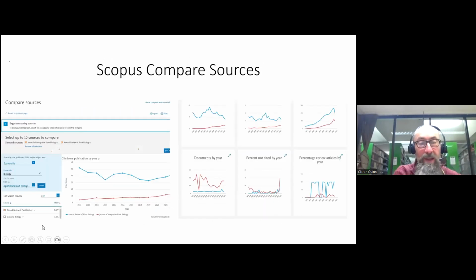Scopus Compare Sources, again, you can go in, you can compare a couple of journals with each other and track them here, map them out, and then percentage not cited, percentage review articles. Handy, so that's telling you there are perhaps a lot of review articles. Documents, percent not cited. So this is telling you the percentage not cited is very low in these, which in turn means if you're getting published there, there's a very high chance of getting cited. And again, you can see one is much stronger in terms of review articles. So again, if you're going for that one, which is the Annual Reviews of Plant Biology.